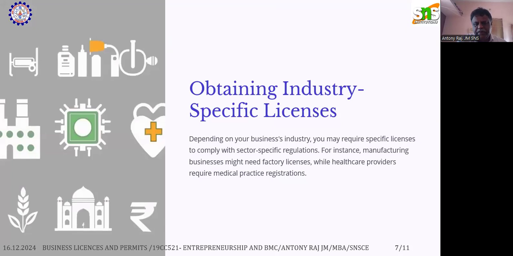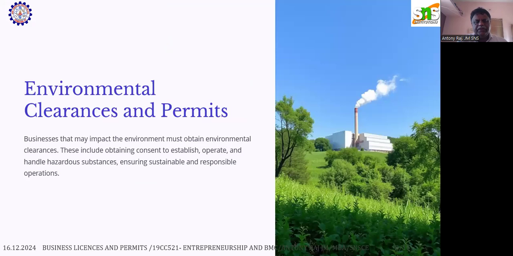Obtaining industry-specific licenses. Depending on the industry you are in, you may require specific licenses to comply with sector-specific regulations. For instance, a manufacturing business may need factory licenses, while healthcare providers require medical practice registration. Environmental clearance and permits: businesses that may impact the environment must obtain environmental clearances. These include obtaining the consent to establish, to operate, and to handle hazardous substances, ensuring sustainable and responsible operations. So environmental clearance and permits is also a very, very important area.